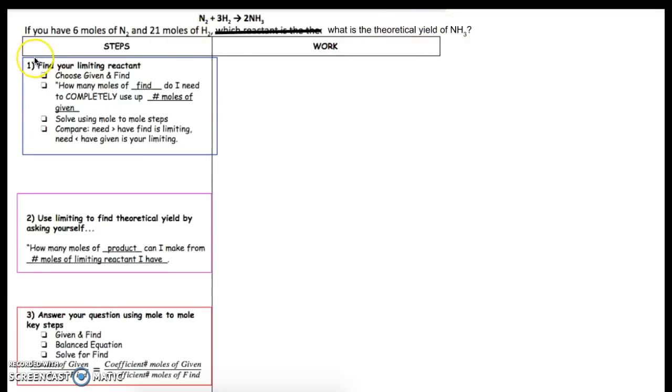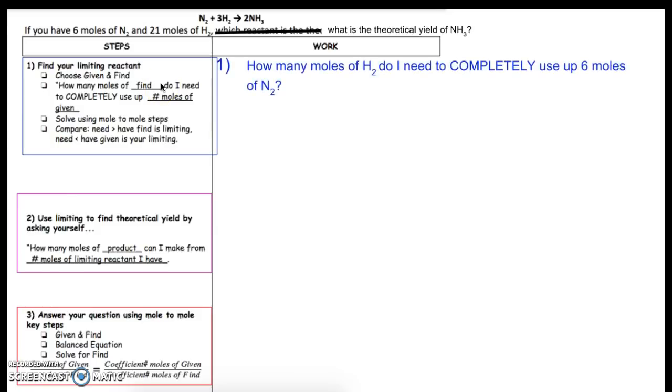Okay, take a look at your first step for this problem. The first step is limiting reactant, which is the process that we just went through before. Notice that we're given the amounts of both of our reactants, so 6 moles of N2 and 21 moles of H2. So that means that we're going to have to choose which one we want to be our given and find. And once we do that, and I'll choose the 6 moles of N2 to be my given and H2 to be the thing I'm trying to find, then we can use this sentence frame to figure out how many moles of H2 do I need to completely use up 6 moles of N2.